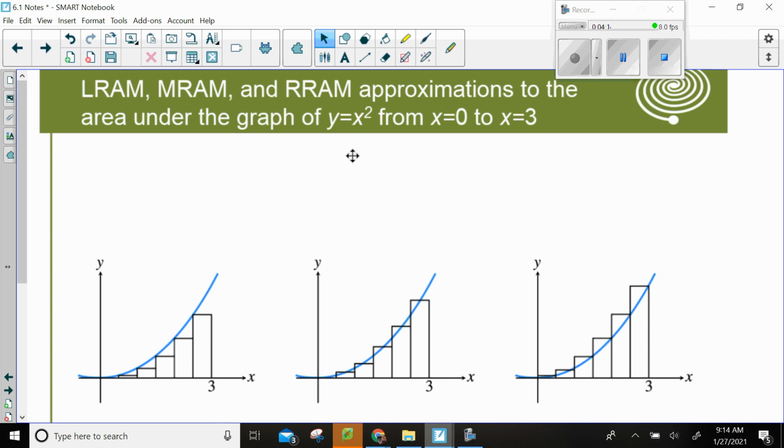The final one is your right RAM, and that means for whatever interval you are looking at, the right side determines the height of the rectangle. So look at the rectangle, look at the right side. How high is it on the right side? That's going to be the height. And then, of course, you should know the width. I think we said the width was 1/2 on these rectangles up here.